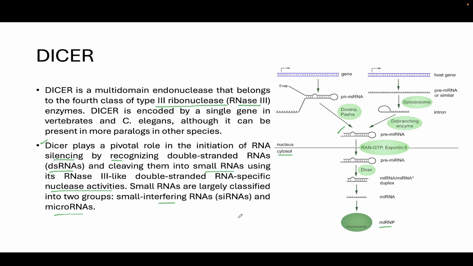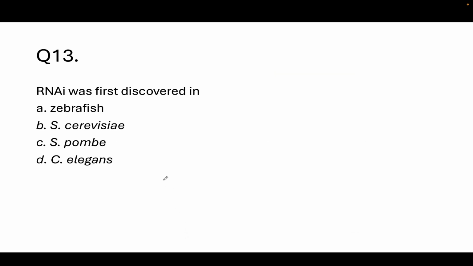Okay, so I think it is clear to everyone that it is basically an enzyme, or we can call it an endoribonuclease, which helps in miRNA and siRNA formation from the double-stranded RNA structure, and it recognizes and cleaves the double-stranded structure. Fine. So here is your next question. RNAi or RNA interference was first discovered in Zebrafish, Saccharomyces, S. pombe or C. elegans.